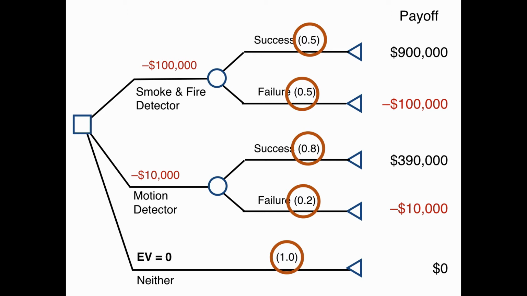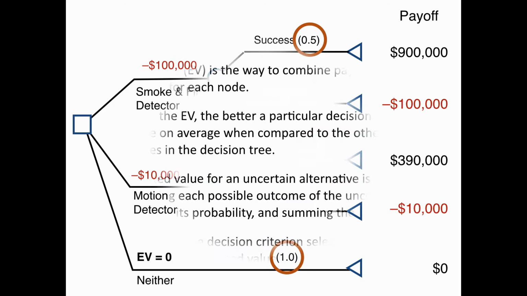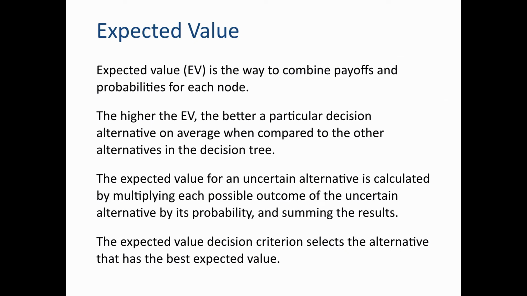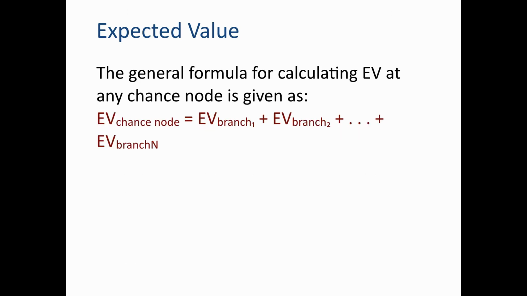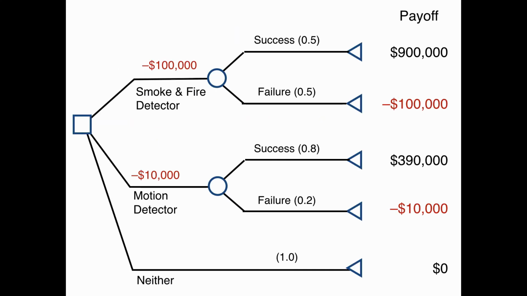Our next step is to calculate the expected value. So there's some text about the expected value for you, and you might like to pause the video while you read through that. So we can work out the expected value for each individual branch, but then we work from the right back towards the left and work out the expected value for each chance node. And here we'll work through an example.